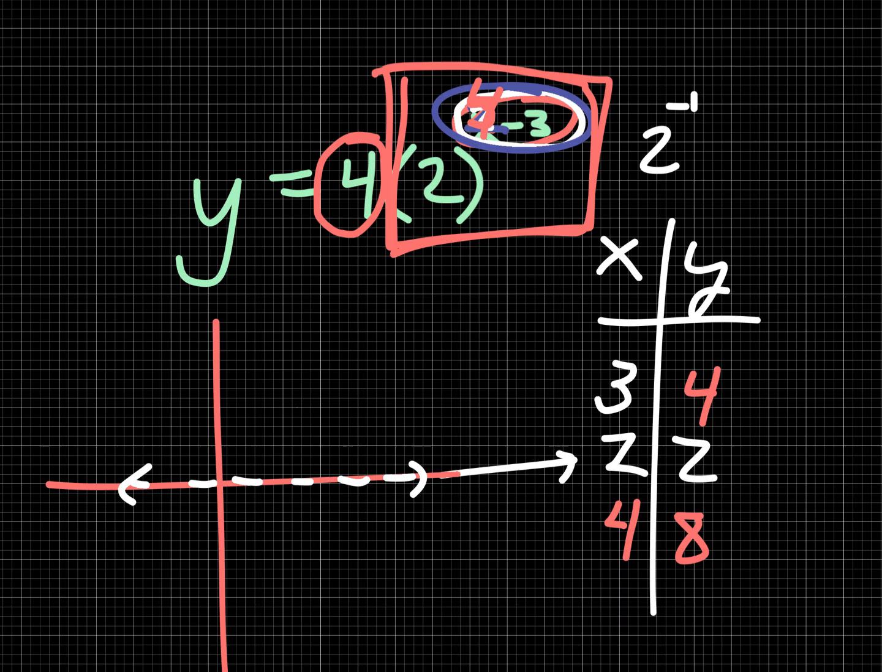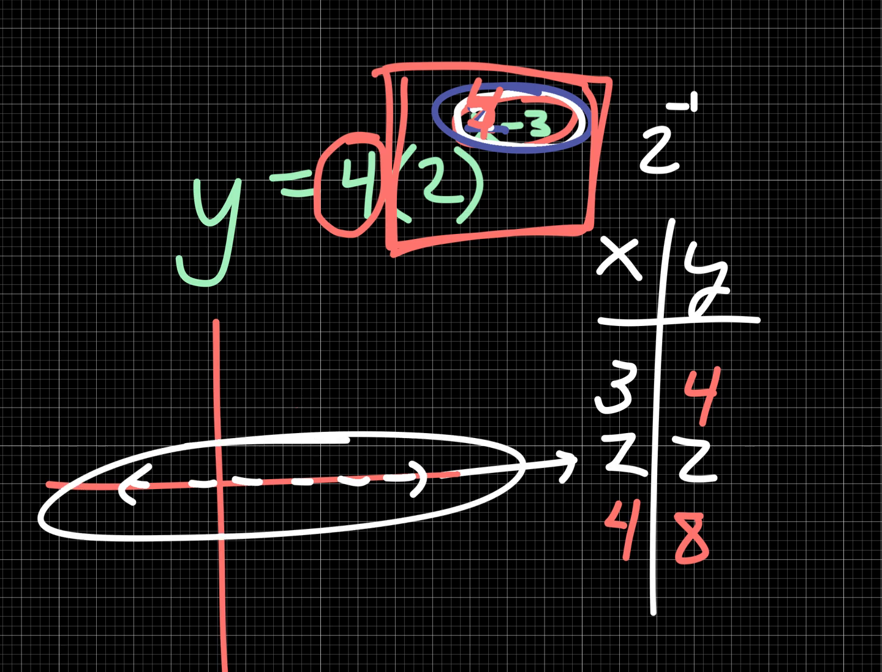Sliding it left or right won't move it. Multiplying it by something won't move it. What moves it? Moving it up or down. Did my transformations ever move it up or down? No. So then the asymptote is right there. It stayed there.